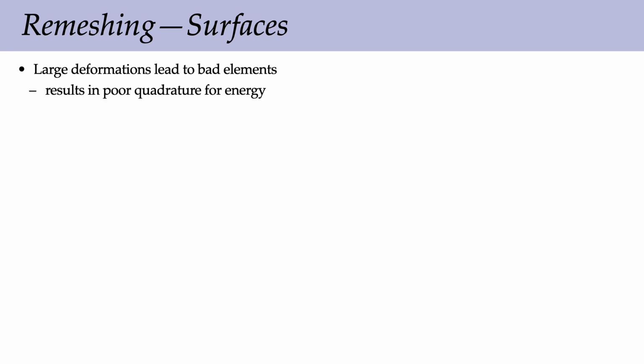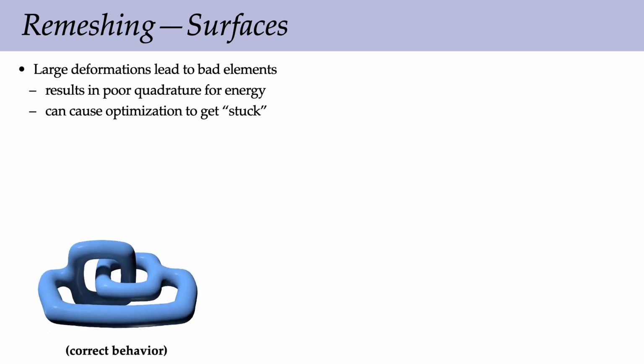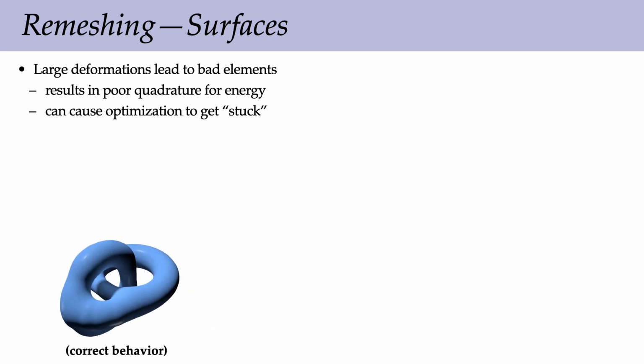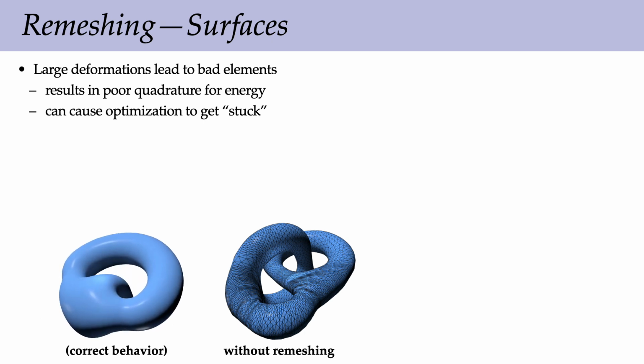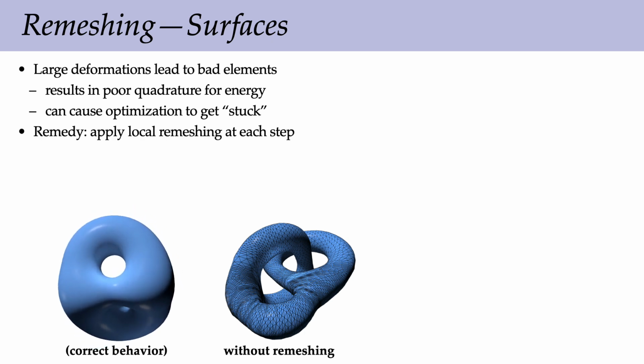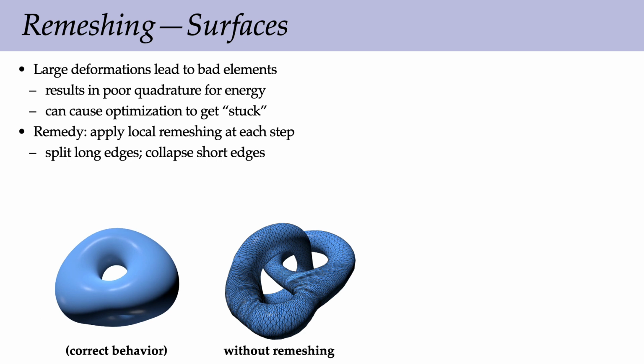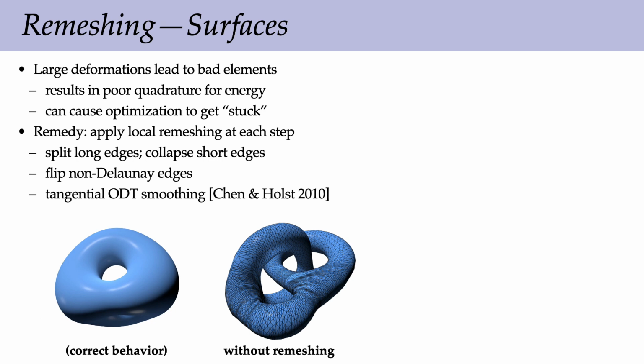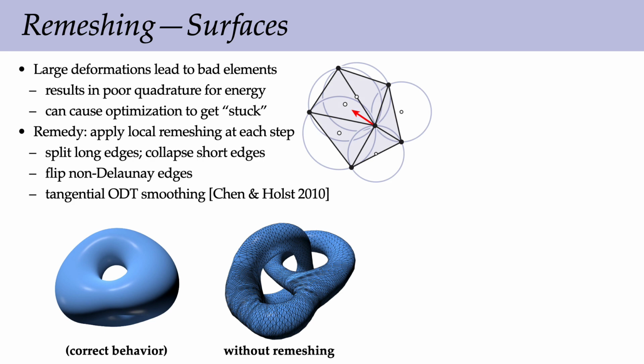Finally, I mentioned that for surfaces, remeshing is very important because large deformations can lead to bad elements, which give a poor approximation of the energy, which can cause optimization to get stuck. So for instance, we might like to untangle a surface like this one, but without remeshing, optimization gets stuck here. And so we apply a little local remeshing at each step, where we split long edges, collapse short edges, flip non-Delaunay edges, and then apply a little tangential smoothing using the optimal Delaunay scheme described by Chen and Holst, which basically moves each vertex toward the area-weighted average of neighboring circumcenters.